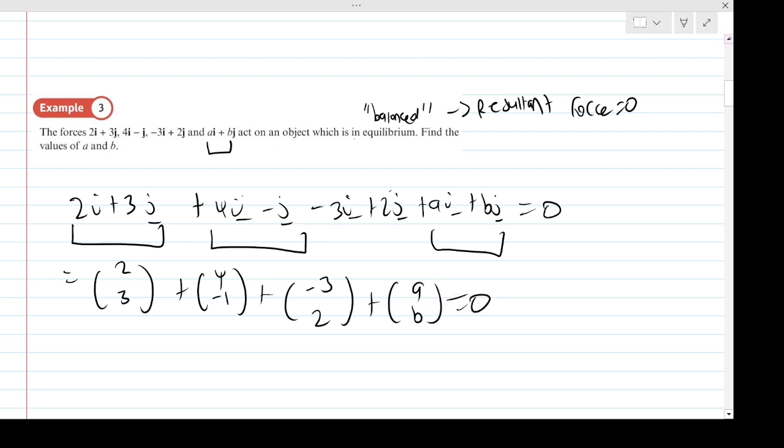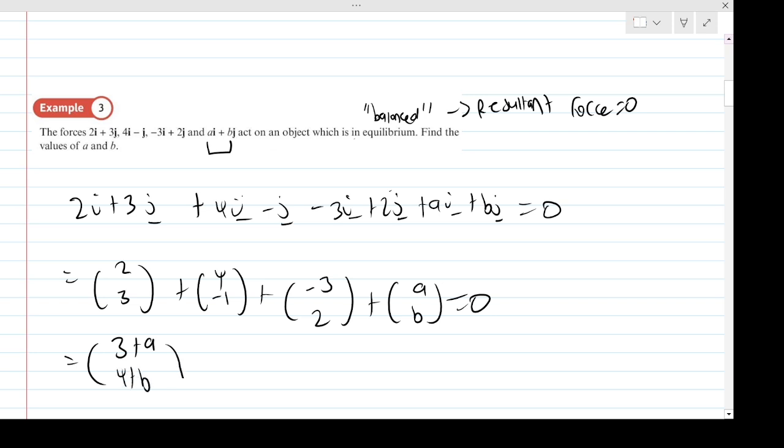And we have to set it to 0. At this point, we're just adding column vectors, which you should know how to do. So if we add all these vectors, we just add the top numbers first. So 2 and 4, then minus 3 add a, that's going to be 3 add a. And then for the bottom numbers, we have 3 minus 1 plus 2 plus b. That'd be 4 plus b. And then we set it to 0. Now, as a vector, 0 is just 0, 0.